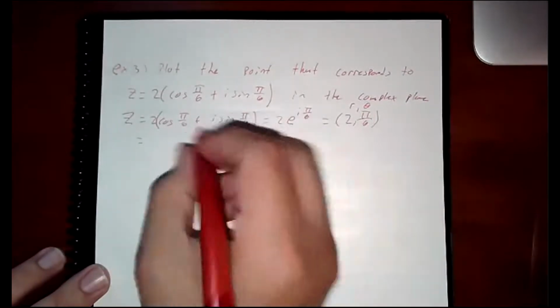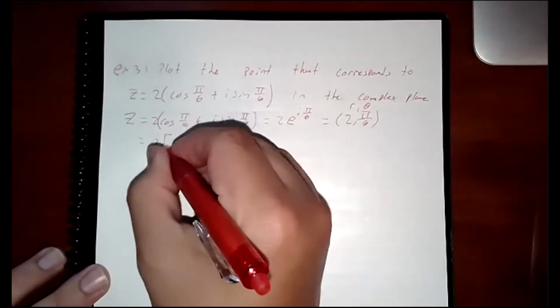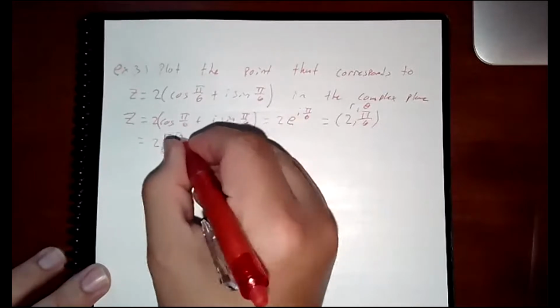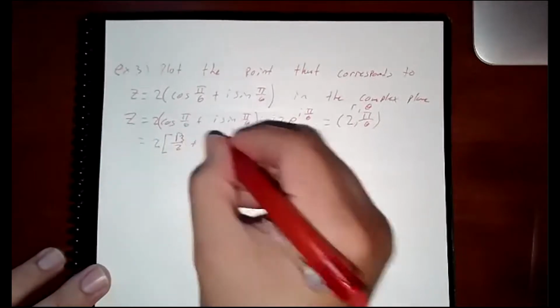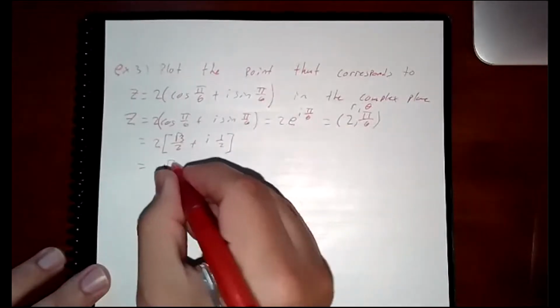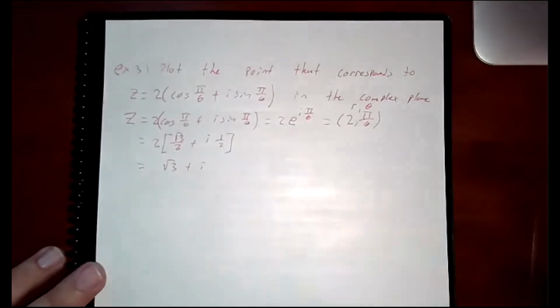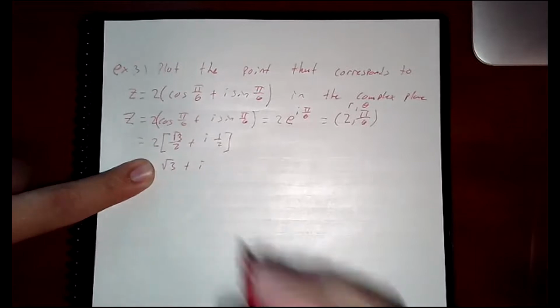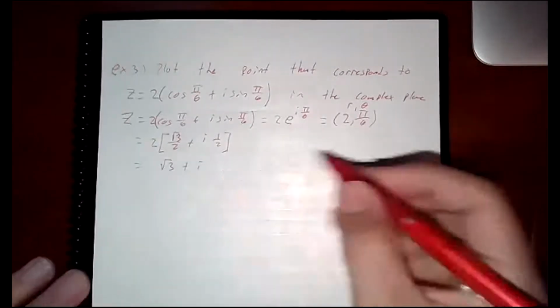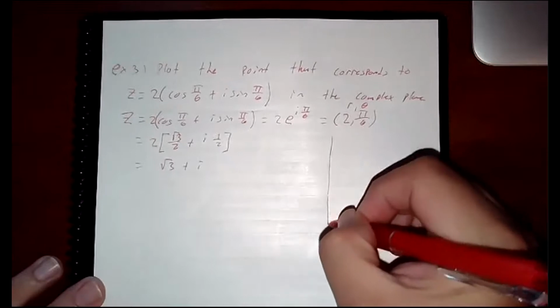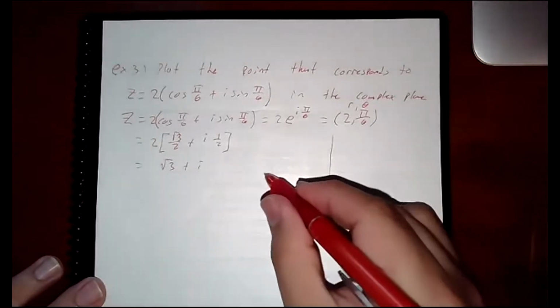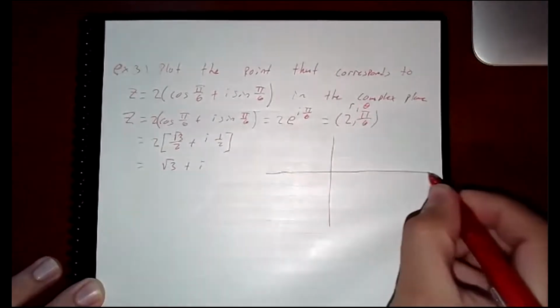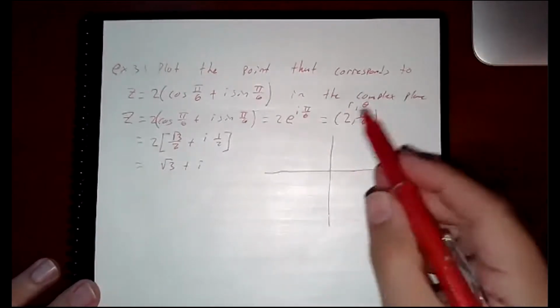All right, plugging these values into your unit circle, that gives you 2 times square root 3 over 2 plus i times 1/2. Multiply the 2 through, and we'll get square root 3 plus i. So there's your complex number. Now we can use the r theta to plot it using our polar coordinate.